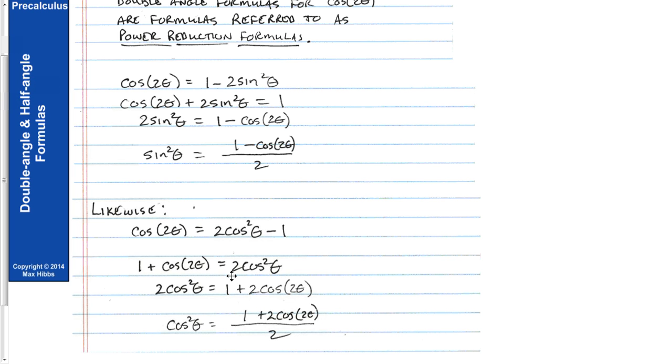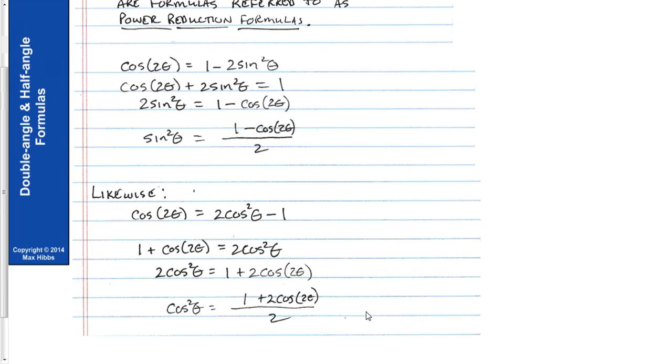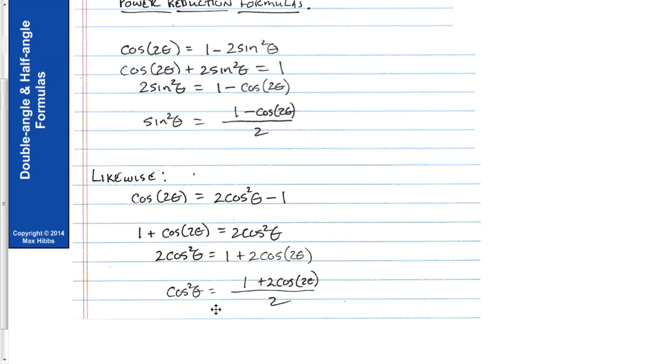And then all I've done on the next step is I've just turned the equation around, so I have the cosine squared theta on the left side. And then after I do that, I'm dividing both sides by 2, and so I end up with cosine squared theta is equal to 1 plus cosine 2 theta over 2.